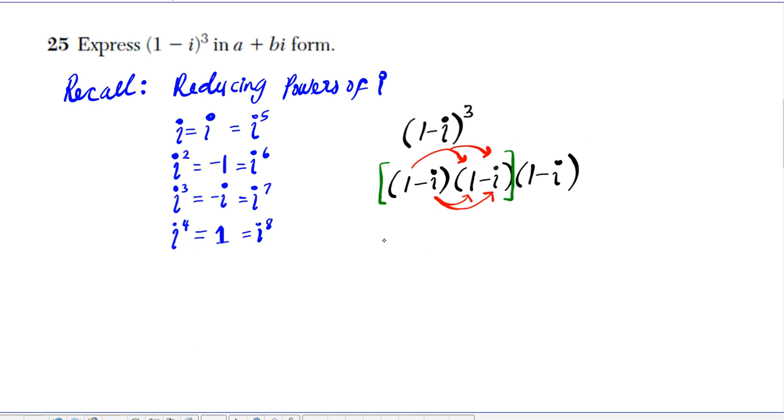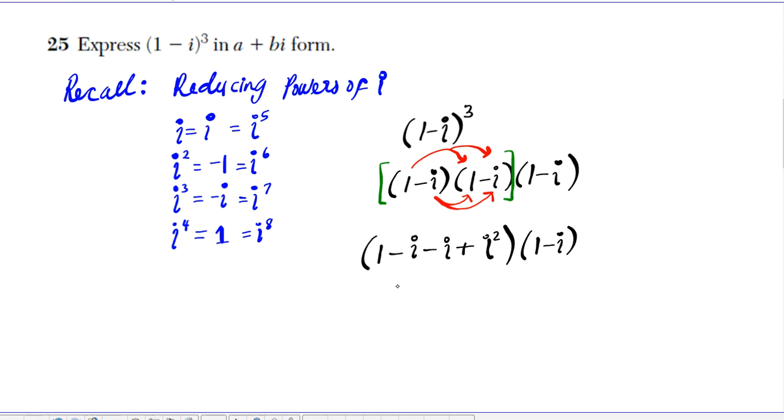We have 1 times 1. That yields 1. 1 times negative i is negative 1i, which is just negative i. Negative i times 1 is negative 1i again, which is just negative i. And then negative i times negative i. Minus times minus is plus. i times i is i squared. Okay? And we don't want to forget 1 minus i here.